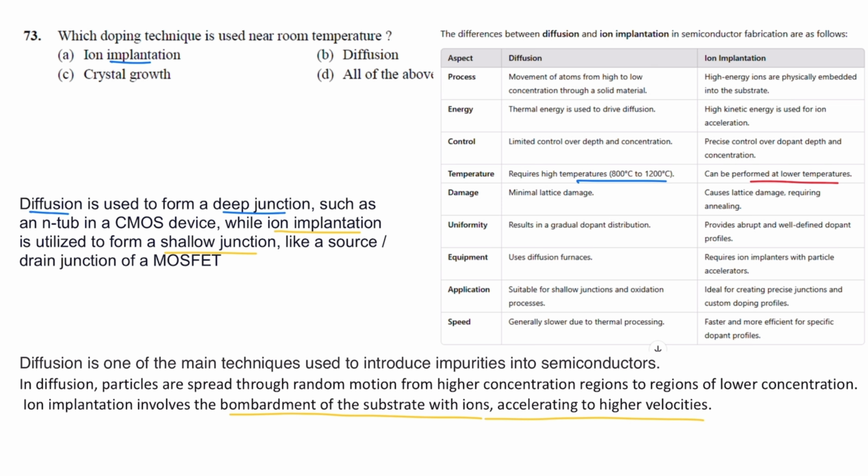In diffusion, atoms move from higher concentration to lower concentration, whereas in ion implantation, high energy ions are physically embedded into the substrate. Precise control over dopant depth and concentration is possible in ion implantation, with limited control in the diffusion process. So the correct option is: ion implantation is a technique used at room temperature.